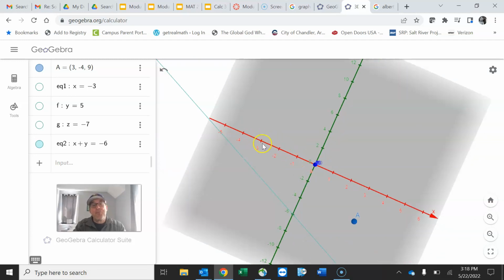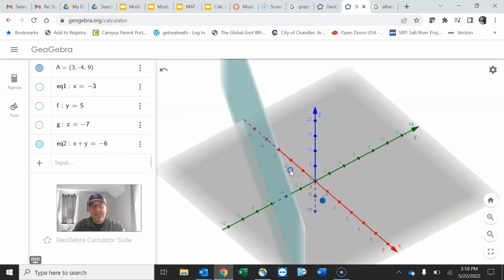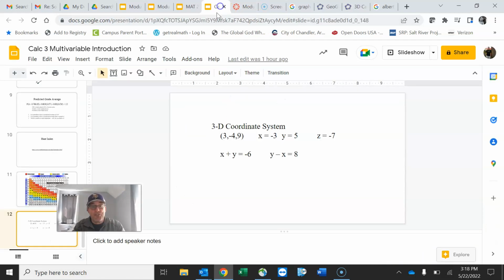Another convenient point would be (-3, -3). Can you see it? -3, -3. -3 plus -3 is also -6. And then all the points in between creates this plane. So let's just do one more.